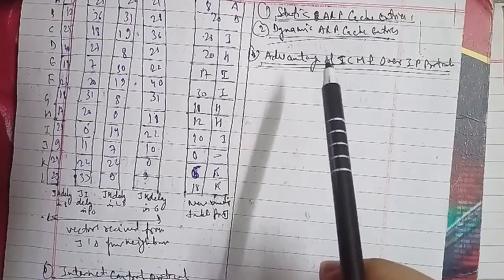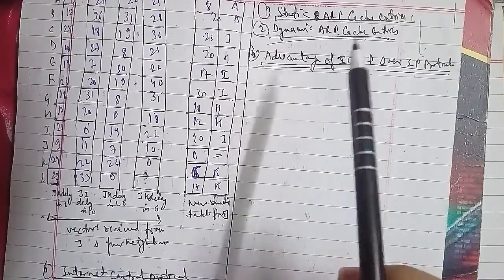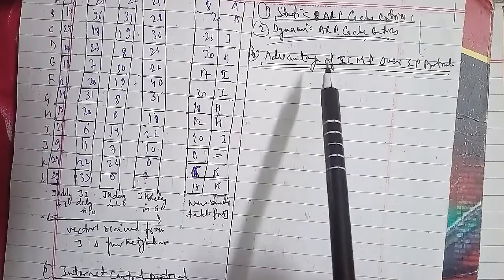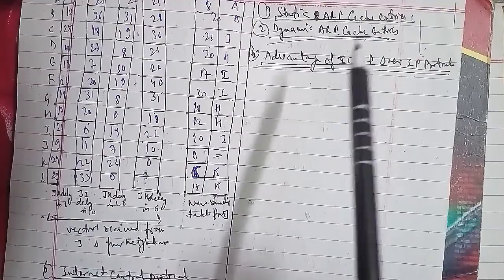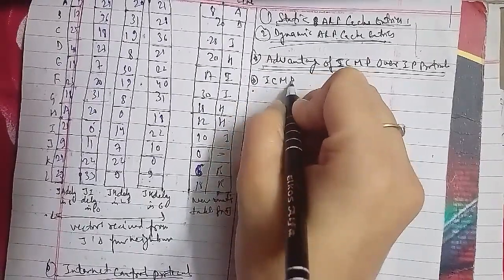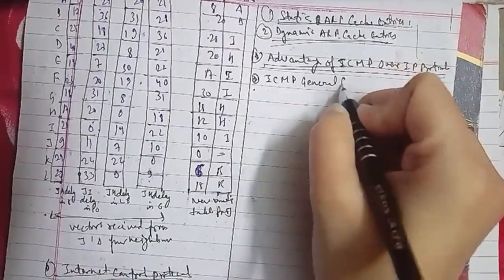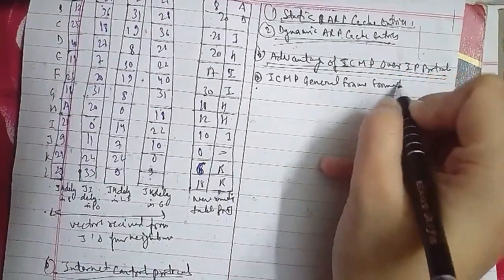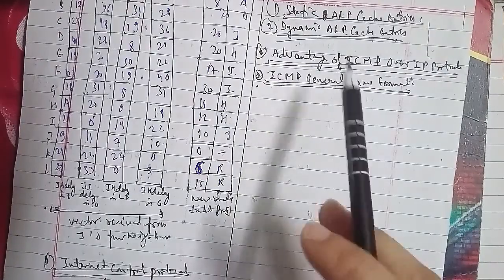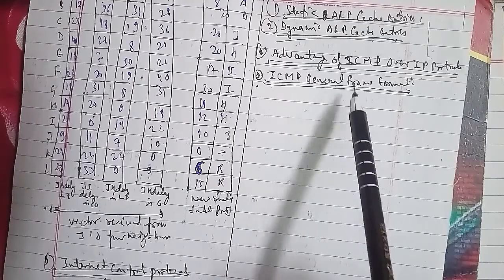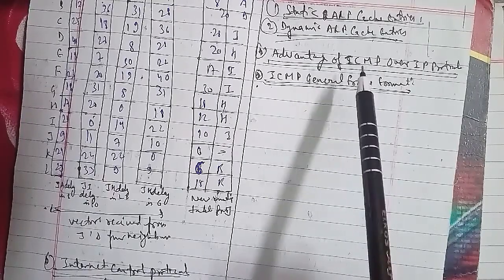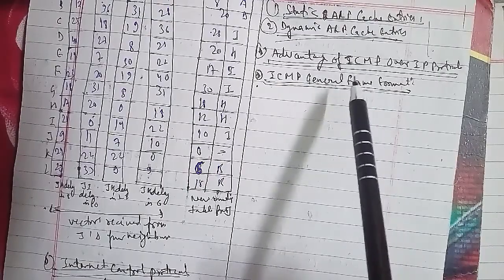The ICMP general frame format shows the basic error message format. ICMP messages are encapsulated into the data field of an IP packet, and an ICMP header is 8 bytes long with a variable size data section as well. So here we'll go ahead with this. This is 0, 8, 16, 31. This is type. This is the error message format.